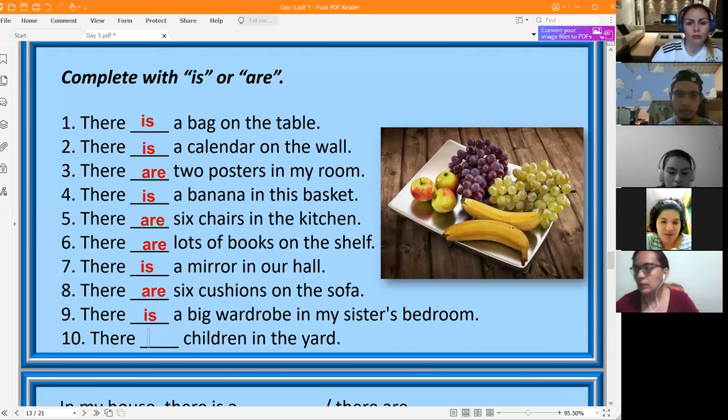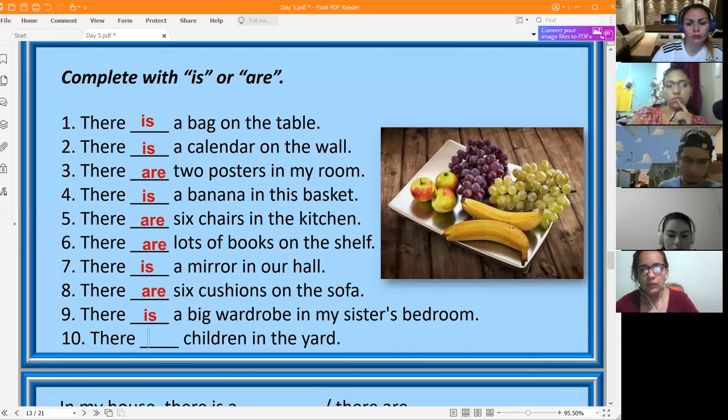There is children in the yard. Oh, children. Child, 1. Children, 2, 3, 4, 5 children. There are. Exactly. Thank you. There are children in the yard.